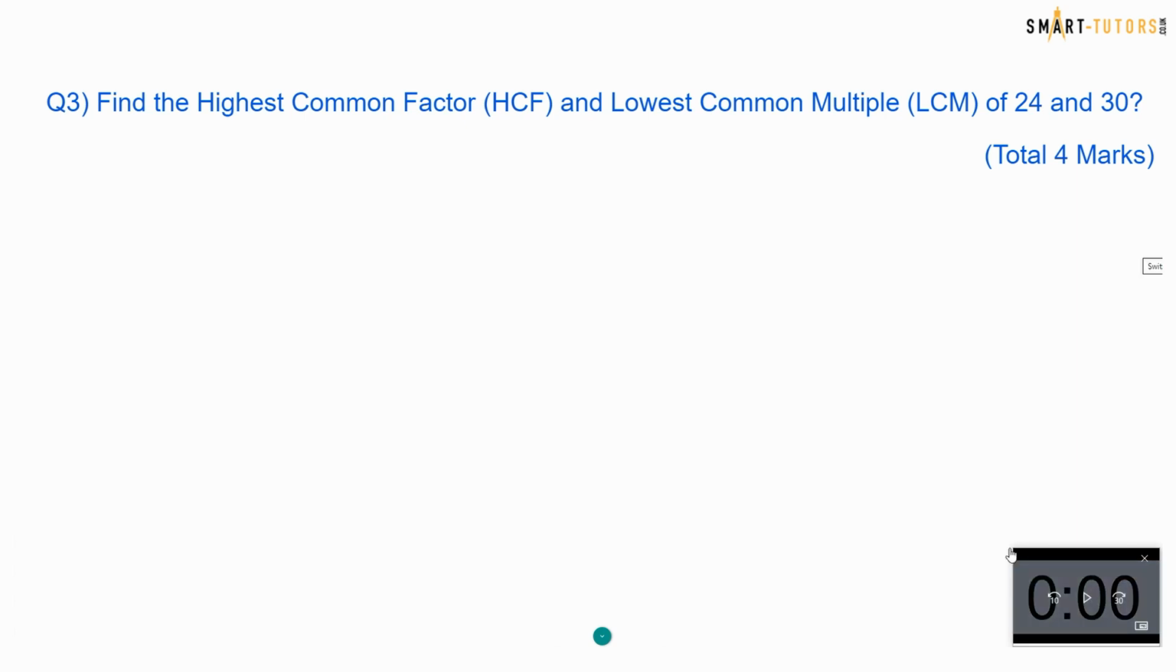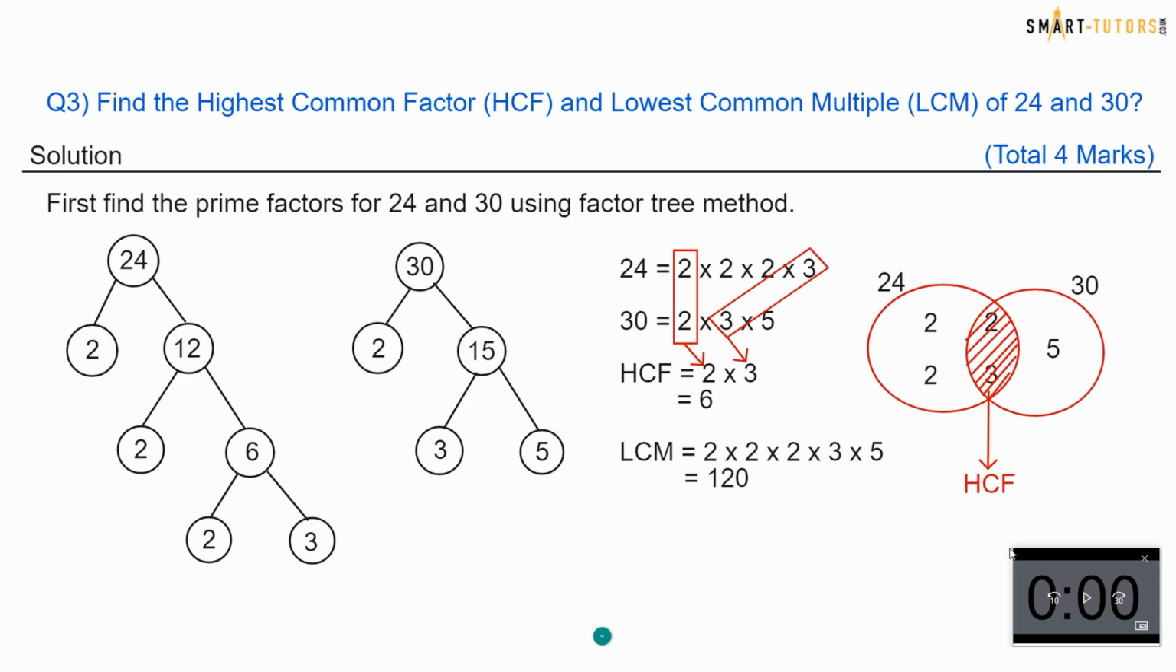Let's look at the answer for the question. The answer is HCF is 6, LCM is 120. Let me explain how to do this question. When it comes to HCF and LCM, first of all, you need to understand the prime factors for both numbers. You find the prime factors for both numbers by using the factor tree method. So how do we do the factor tree method?